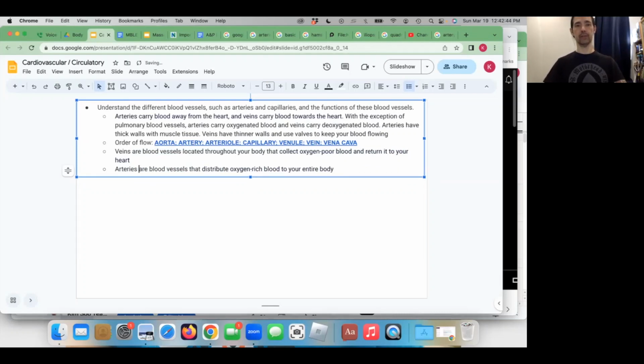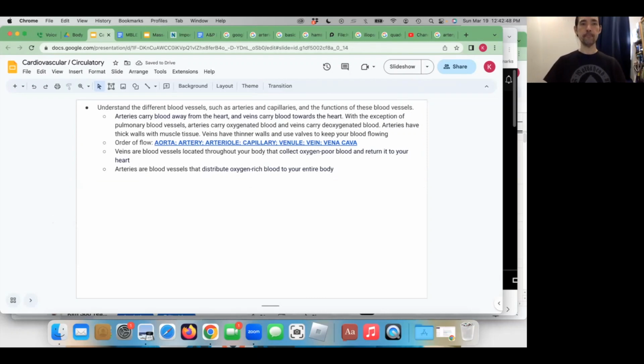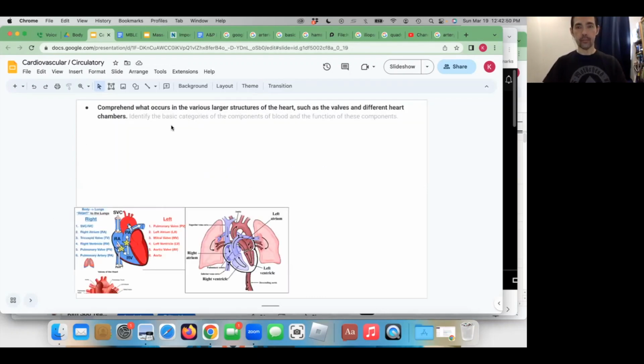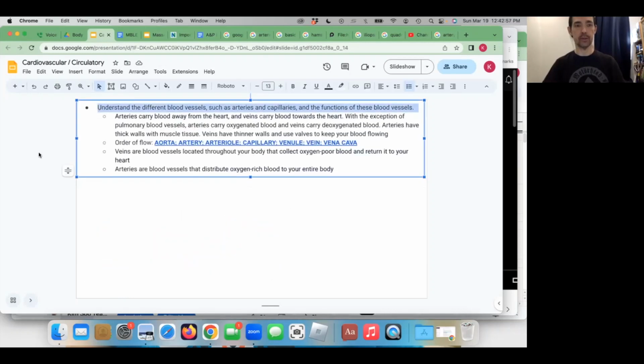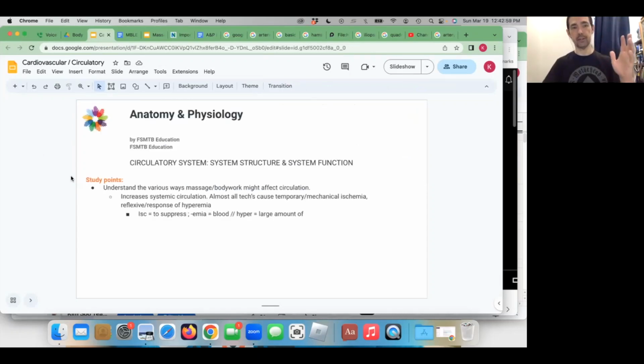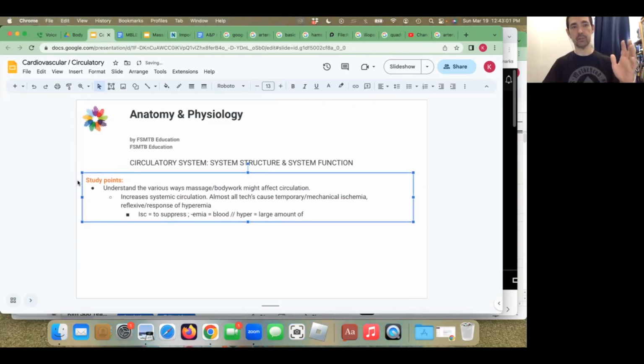Arteries are blood vessels that distribute oxygen-rich blood to your entire body. Okay, and that covers that study point. You guys will get used to this format, so I won't have to keep telling you. You'll just have it in your mind that this is another study point that we're doing now, right?